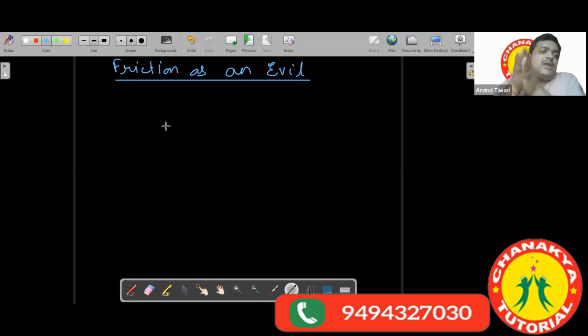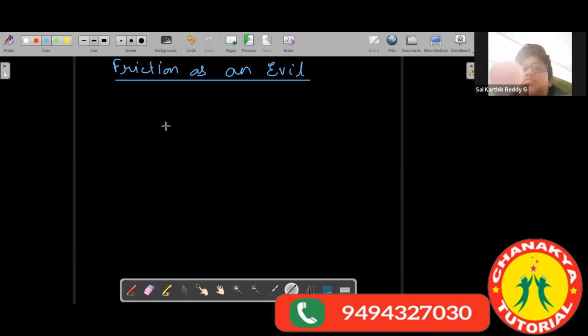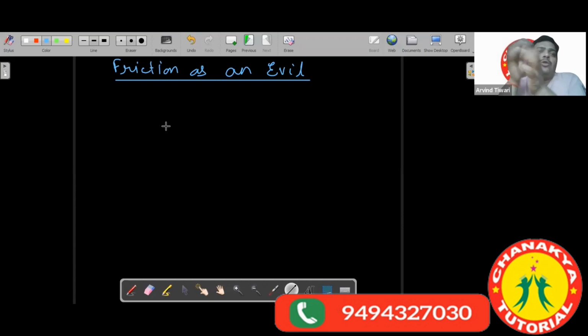In the same way, if you have machine parts and they are rubbed together at high speed, a lot of heat energy will be generated there. It can lead to potential losses in the machinery. It can lead to breakdown of the machinery parts. So we need to reduce friction, and to reduce friction, we need oil.